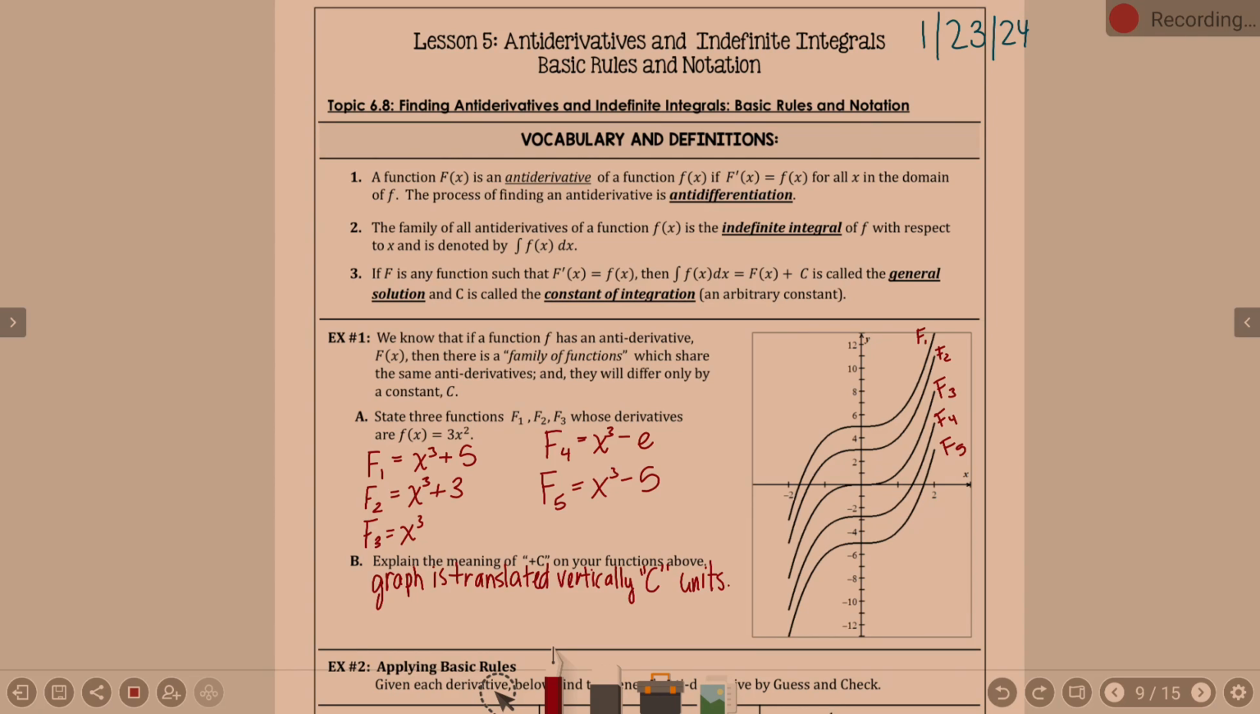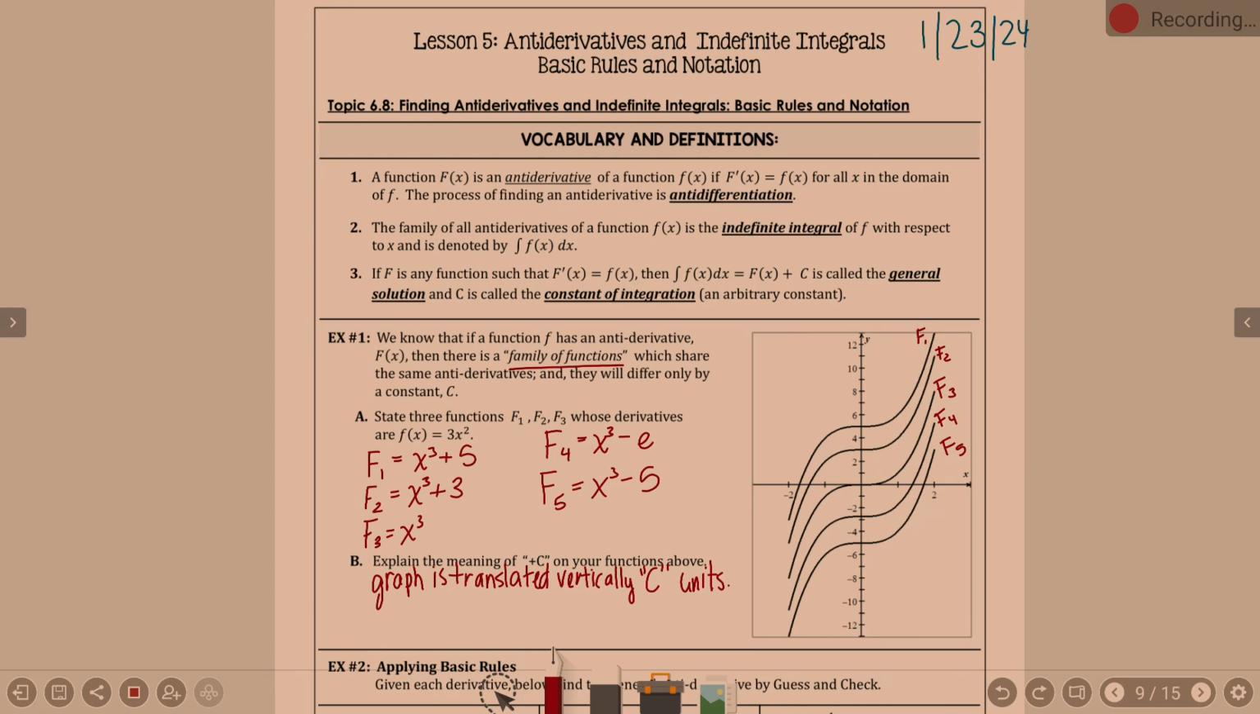Okay. And so what we have showing on this picture, guys, is the family of antiderivatives. We mentioned up here that there is a family of functions which share the same antiderivatives. So right here, this is your family, your family of antiderivatives of 3x squared. Well, not all of them, because there could be a lot more.